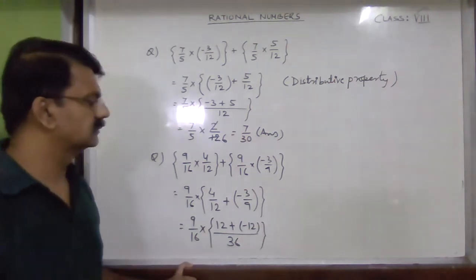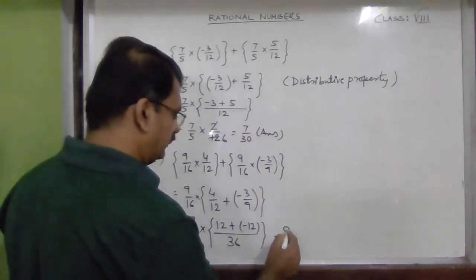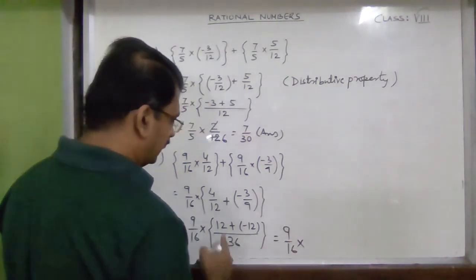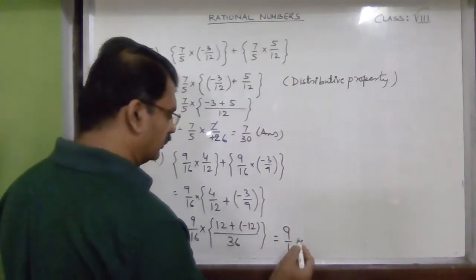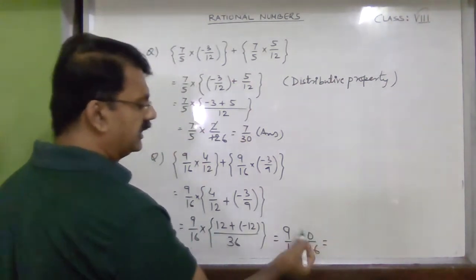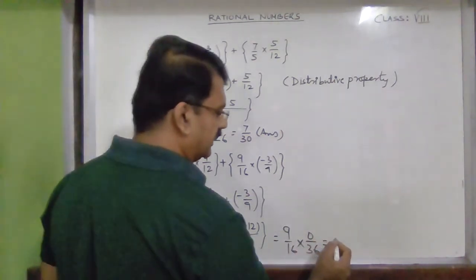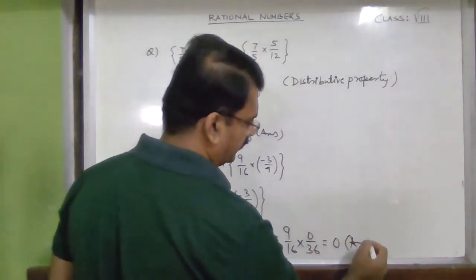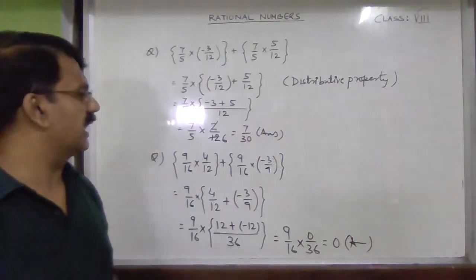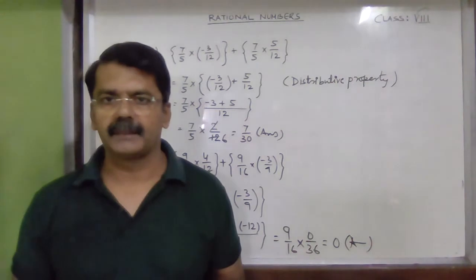Like this. Okay, now you see 9 by 16 into, not plus 12, minus 12, it is 0/36. Now you know 0 into anything is 0, 0/anything is 0, so our final answer is 0. So the answer to the second question is 0. Clear?